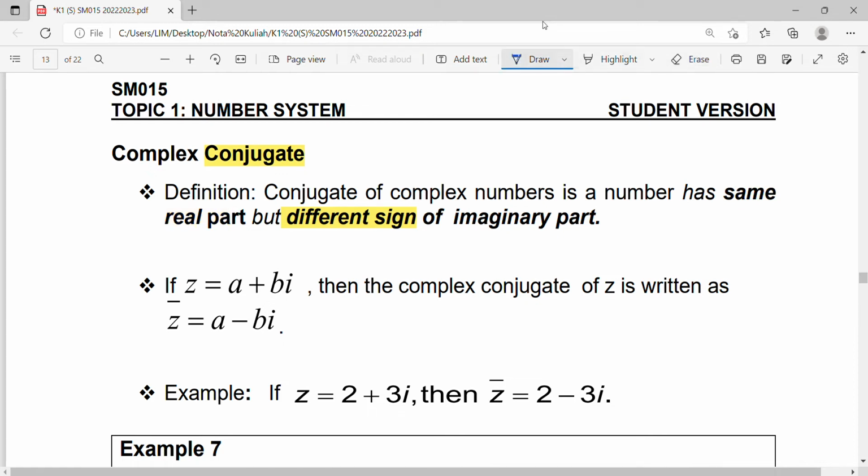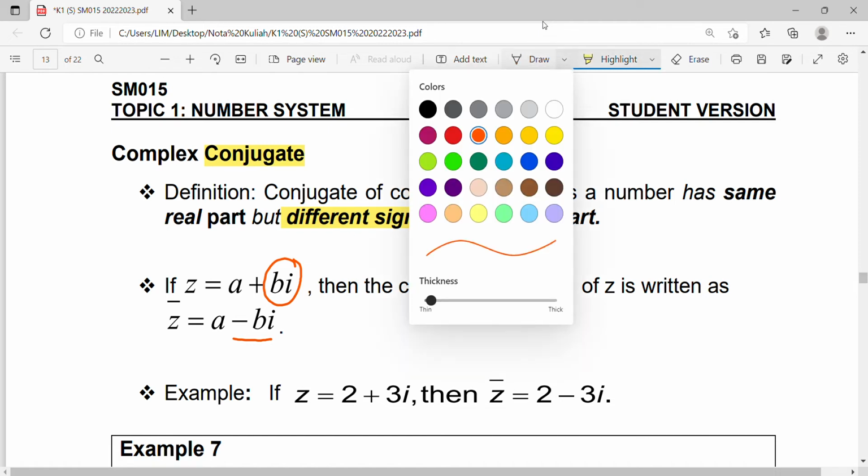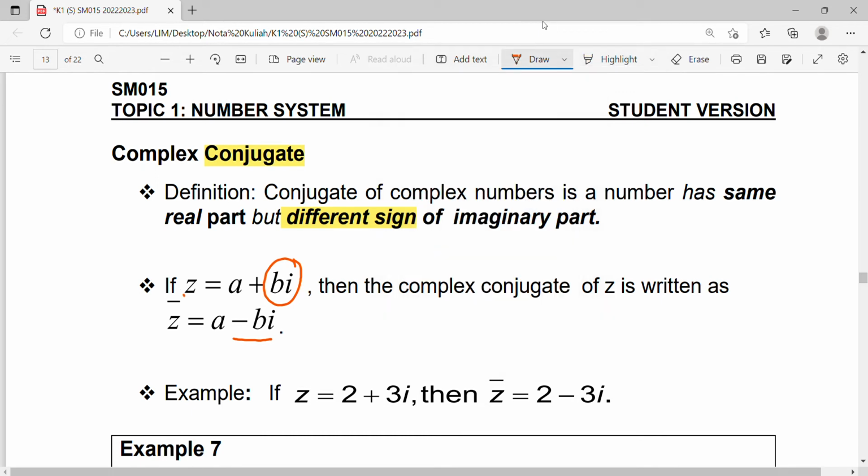So let's say our complex number here is A plus Bi. The imaginary part is Bi here, positive, right? Then when we want to find its conjugate, we change the positive sign into opposite, which is negative. So conjugate is denoted by Z bar. This is conjugate, or sometimes they will put Z star. So this is the notation to find complex conjugate.